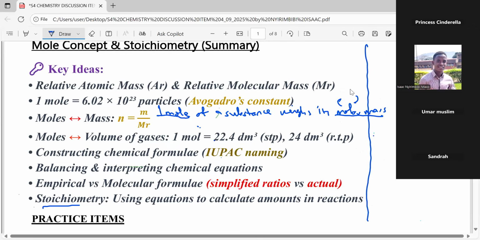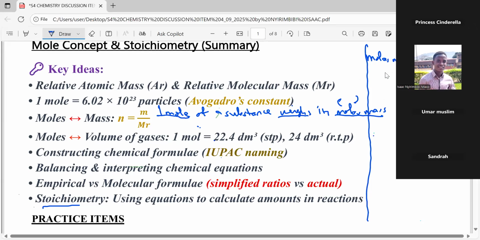So let me hope we can all see that area. We are saying that the molar mass of a given substance contains 1 mole. Is that clear? Is that the same as the statement I gave? So the molar mass of a given substance is equivalent to 1 mole.